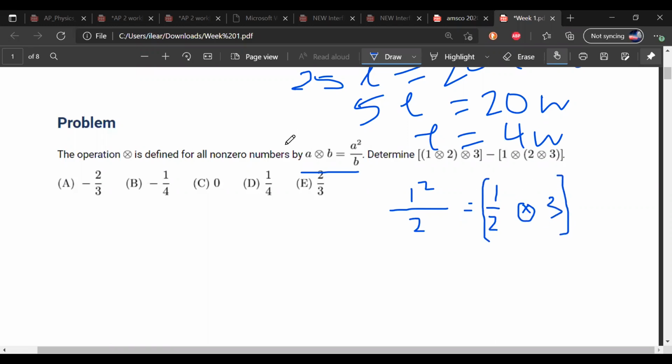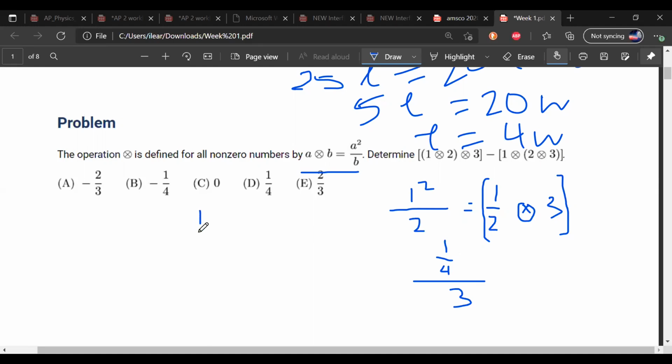So what would this be? We once again have a squared over b. So this would be 1 over 4 over 3. But can anyone tell me what that is equal to? 3 over 4. 1 over 12. All right, so we all agree that this is equal to 1/12, right?